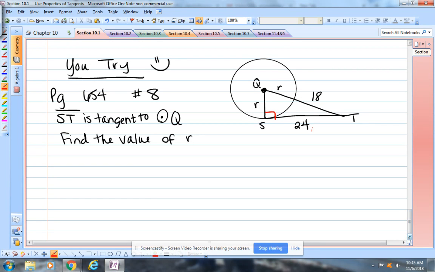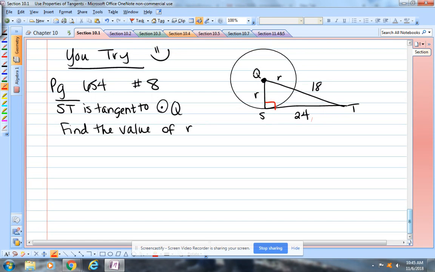Feel free to check it with somebody if you think you get an answer. I will go ahead and tell you that it's a whole number, not a decimal or a fraction.